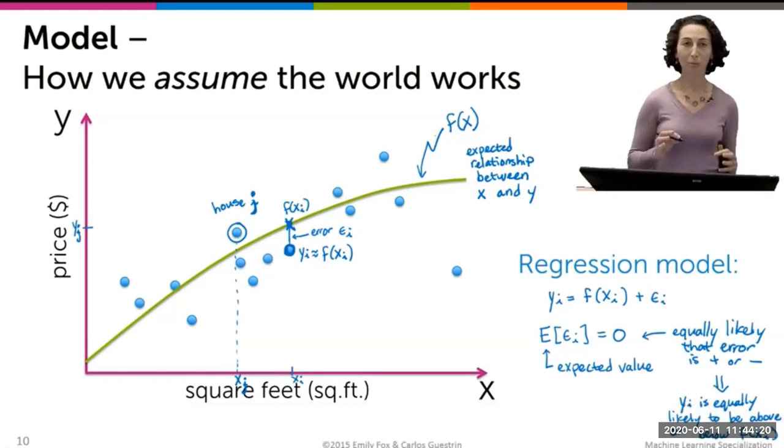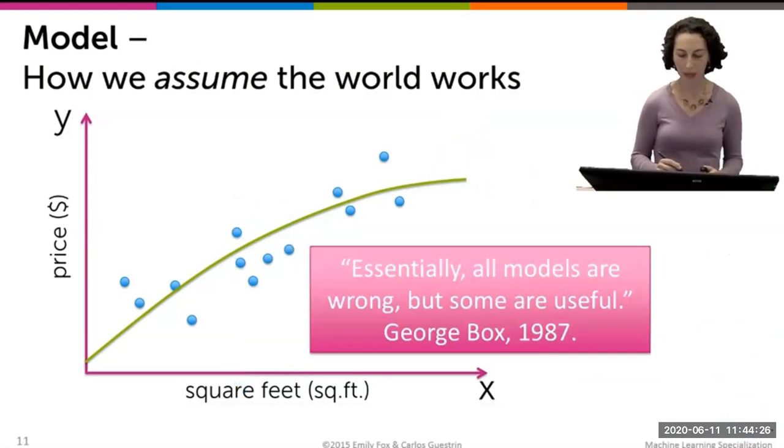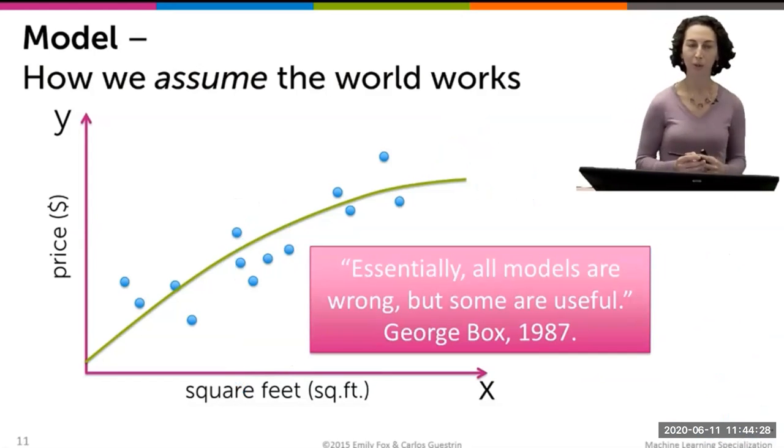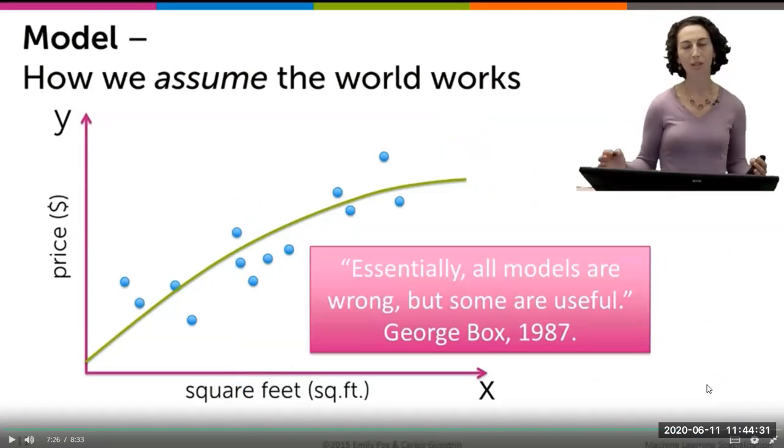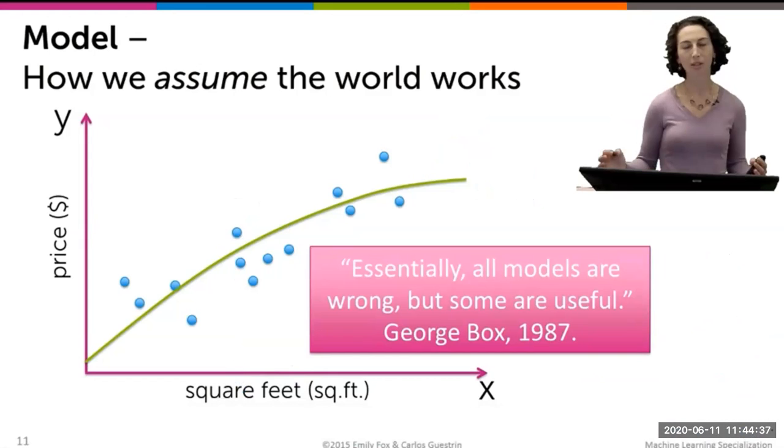Okay, so I want to be clear that this is the model that we're using. This is how we're assuming the world works. And there's this very famous quote by George Box that says, okay, now how many people have been following what's going on in the world with COVID-19? I guess everybody, right? I mean, everybody is, because you all have to stay at home.